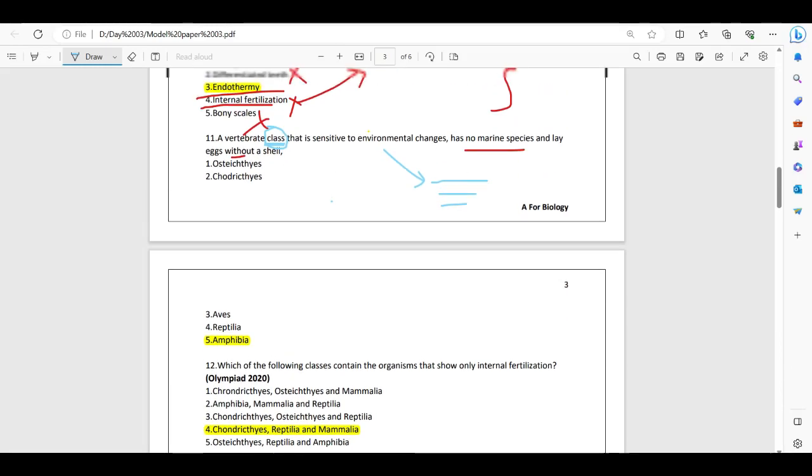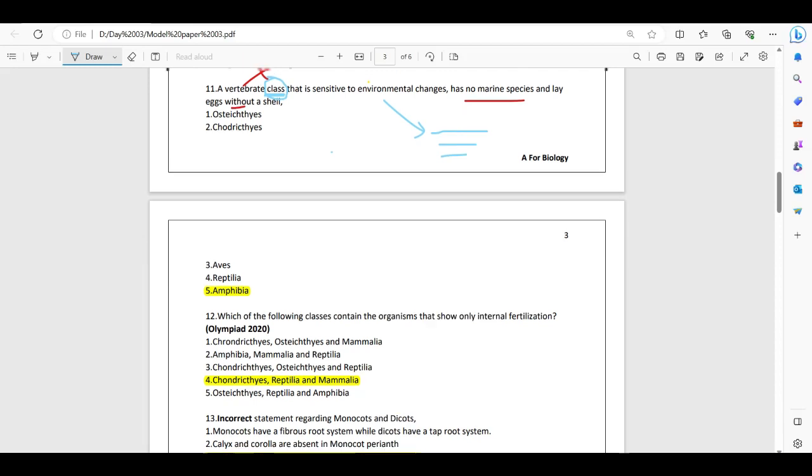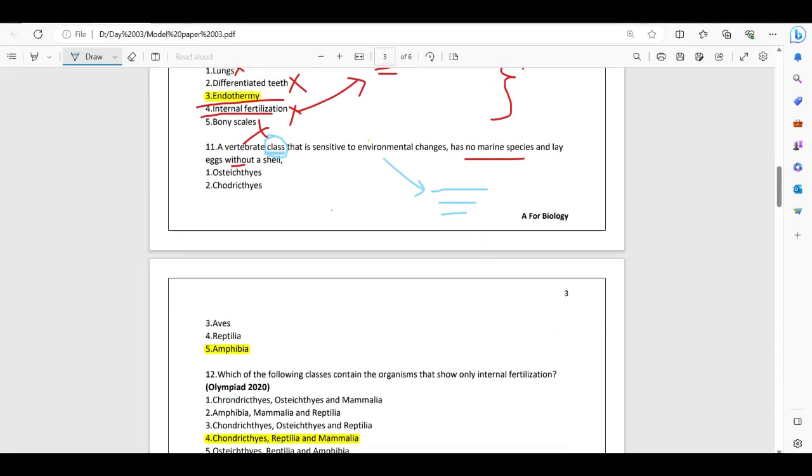The unique feature is that it has no marine species, that's what they say, and laying eggs without a shell. So this is very, very common to amphibia. So amphibians, they don't lay shelled eggs. They have eggs without a shell because they have external fertilization. So in order for that to occur, they lay eggs without shells. So that's the reason behind it.